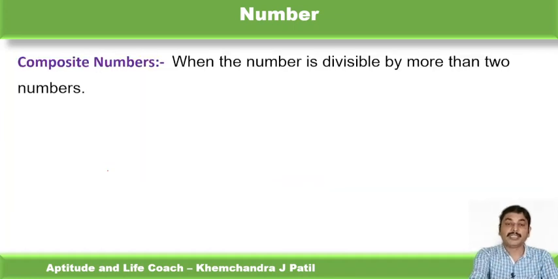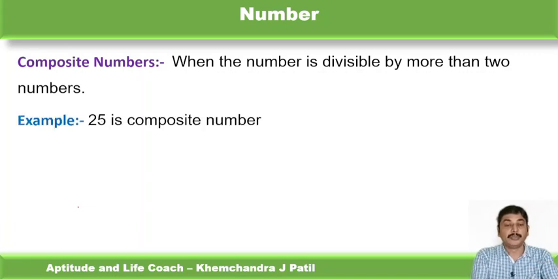Okay. Now let us understand the next number, that is composite numbers. This is the opposite of prime numbers, you can say. When a number is divisible by more than two numbers. In prime numbers we saw that a number is divisible by only two numbers. But in composite numbers, division happens by more than two numbers. For example, 25 is a composite number.